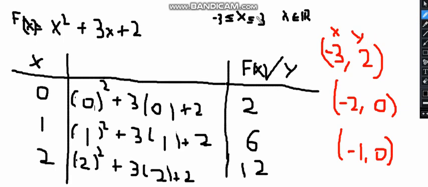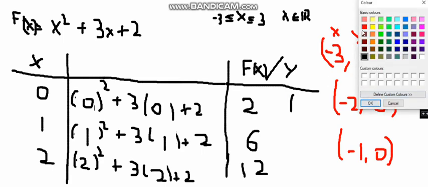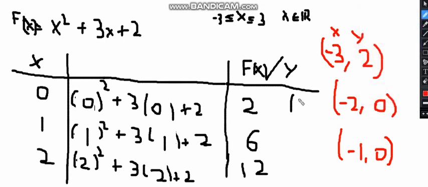Okay, and then again we have those 3 points there. So we're tight on space. Okay, I'll just write them here. So that is, I'll get the red pen. Okay, so that's 0 and 2. Then we have 1 and 6. And then we have 2 and 12.